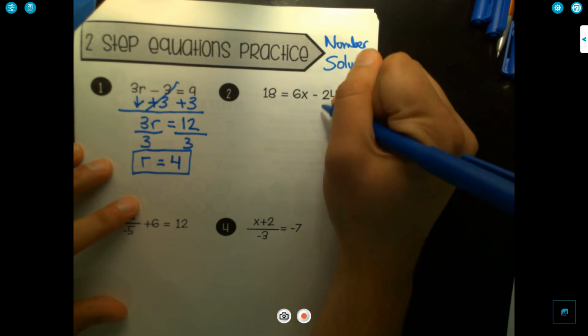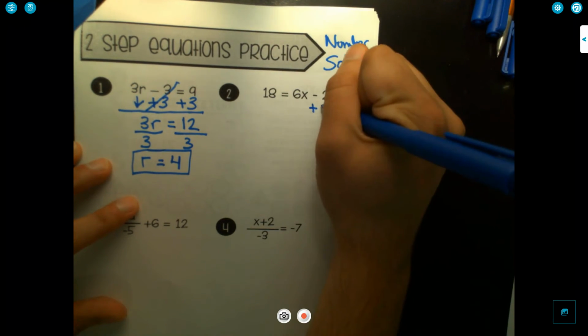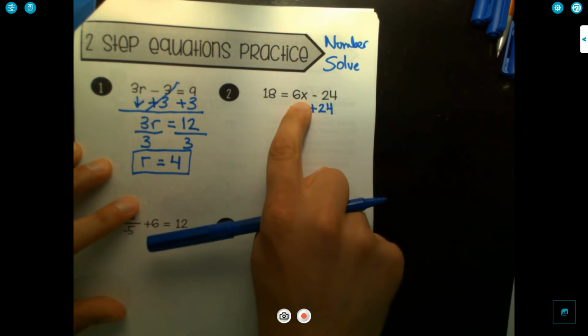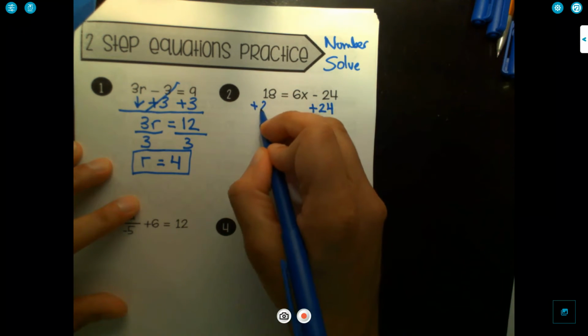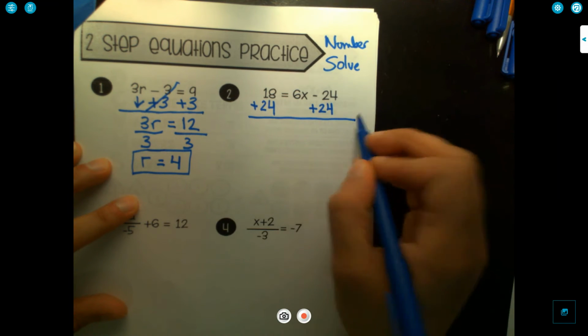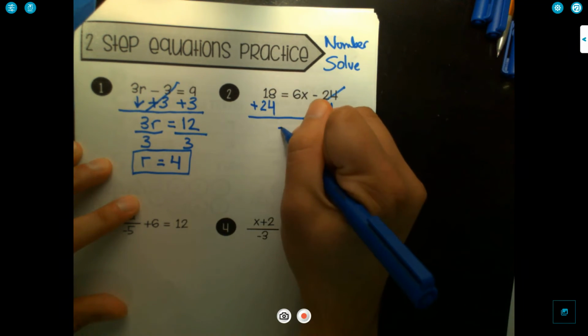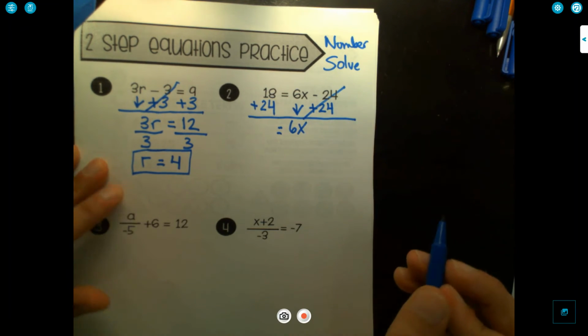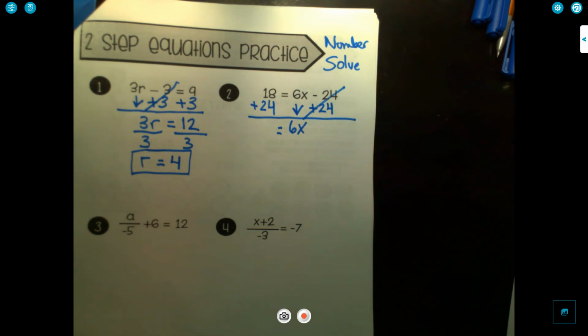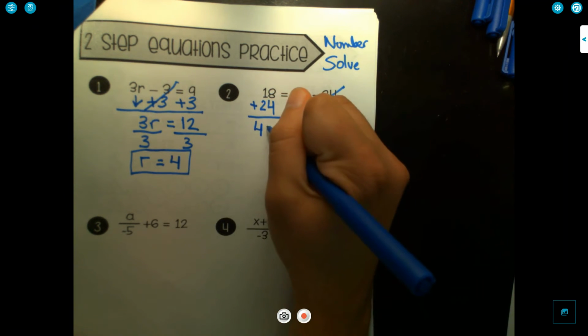So I'm going to get rid of this number, move it over here, because we want the variable on this side, the number on the other side. So we're going to add 24 on both sides. That cancels out. Bring down our equal. Bring down our 6x. And then 18 plus 24, you should get 42.